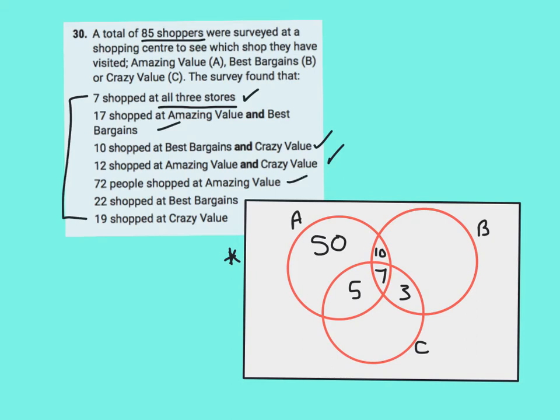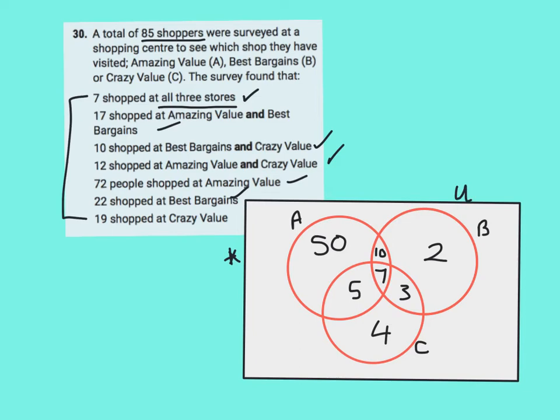That's that information done. My next part says 22 shopped at best bargains. So I'm going to take 22 from it, and I'm going to take 10 minus 7 minus 3. And that gives me 2 people for this section. And for the last one, 19 shopped at crazy value. So I say 19 minus 7 minus 3 minus 5. That gives me 4 people here in total.